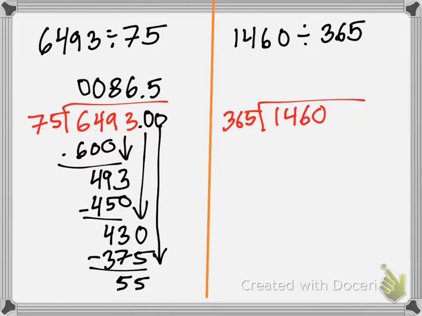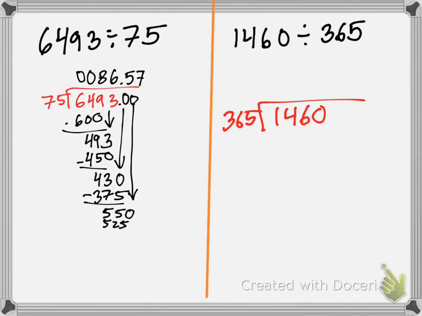Bring down another 0. We know at 600, it's at 8. So we have to go back down to 7. We know it's going to be a 7. And 75 times 7 would give us 525. I'm going to keep shrinking this because we're getting small. We subtract and I get 25. I bring down my 0.